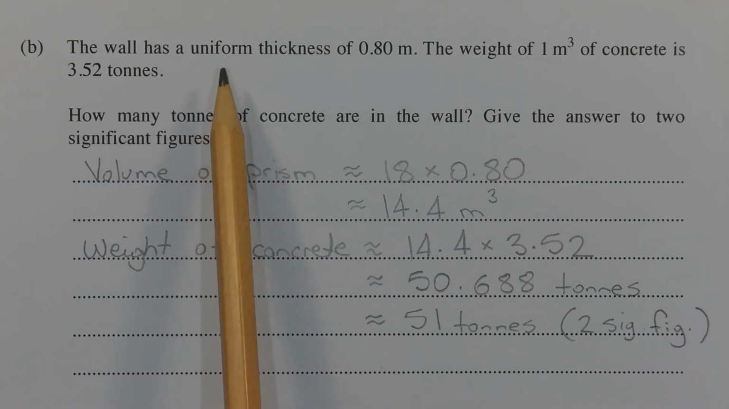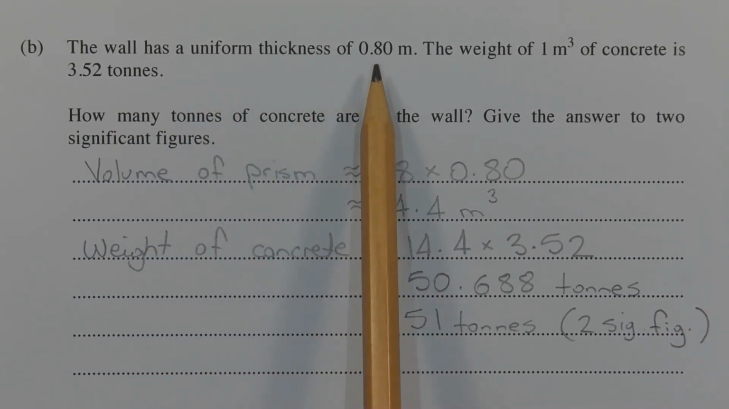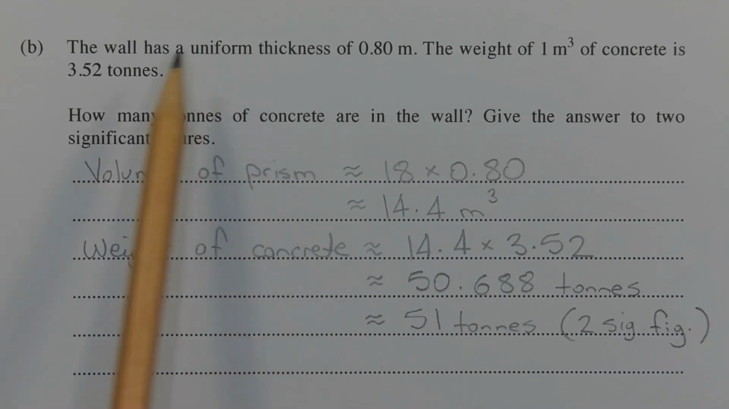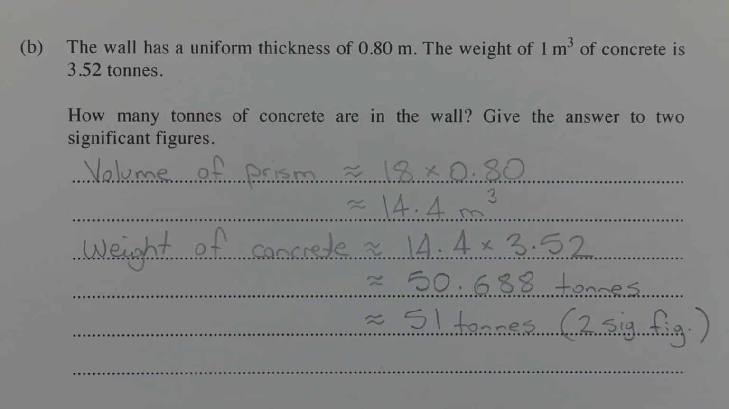Now the wall has a uniform thickness of 0.80 meters. Now the key word here is uniform. That means that we're dealing with a shape that is a prism. And to find the volume of this prism, we can apply the volume of a prism formula. V equals the area of the cross-section multiplied by the height or depth, or in this case, the uniform thickness.